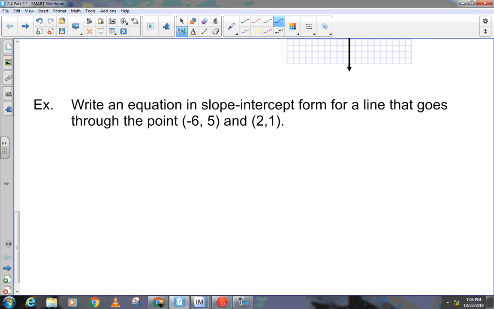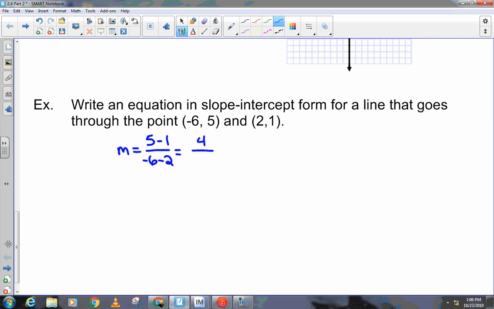This one wants us to write an equation in slope-intercept form for a line that goes through the points (-6, 5) and (2, 1). It should say points. What we need is the slope, and then we're going to use one of these two points. It doesn't matter which one. So we want to find our slope first, and remember from last week, slope is the difference in the y's over the difference in the x's. So that would be 5 minus 1 over negative 6 minus 2.